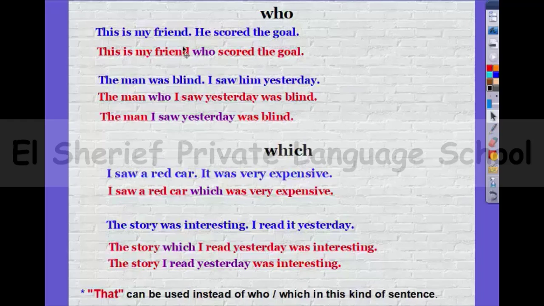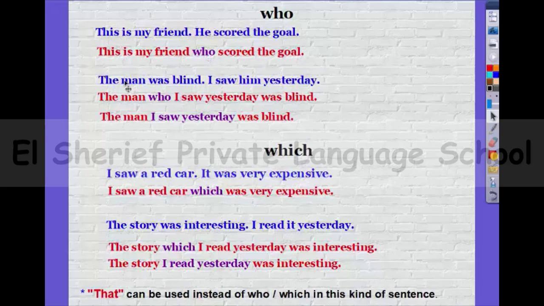So to link these two sentences together, we have to drop this full stop and we have to drop he, the pronoun he. So the sentence is going to be something like this. This is my friend who scored the goal. Note here that who, the relative pronoun who, is the subject of the relative clause. Who scored the goal. So who is the subject of this part of the sentence, the relative clause.